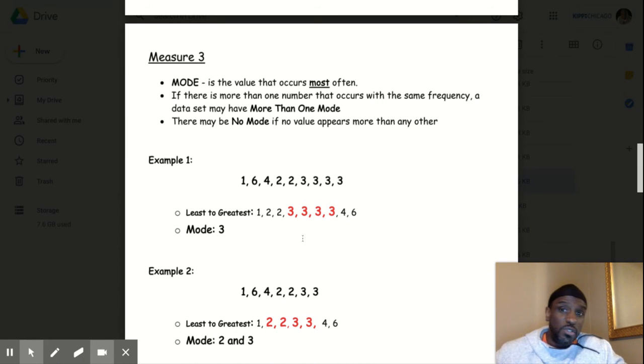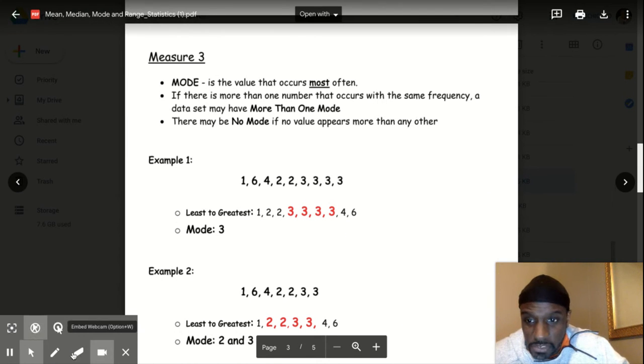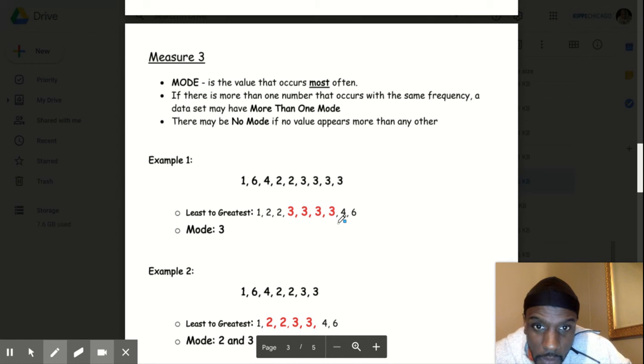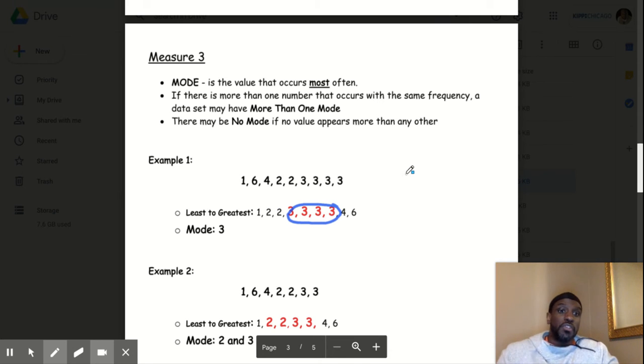So first thing I like to do is always put my data in order from least to greatest. I did that. And I'm looking at this data here. What number is occurring the most? Well, 2 shows up 2 times, but this has to be the mode right here, because 3 shows up 4 times. That is the value that occurs the most.